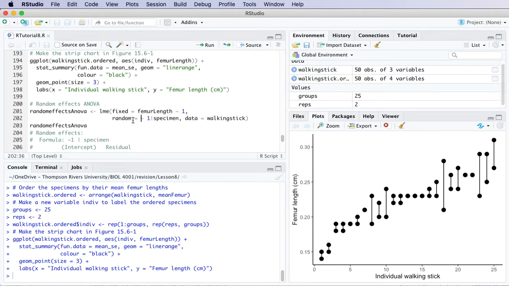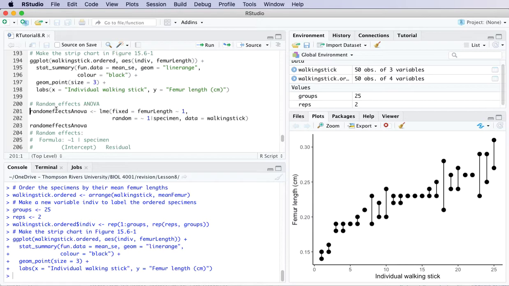You don't put anything on the left side of the tilde for the random effects, and on the right side of the tilde we're going to fit a separate random intercept for each walking stick specimen for this particular example. And the way that we code that is to write 1 for the intercept, and then this vertical bar stands for given, and then this is the grouping variable specimen. This was the variable that kept track of each walking stick. Okay, so a little bit complicated, but there we have it.